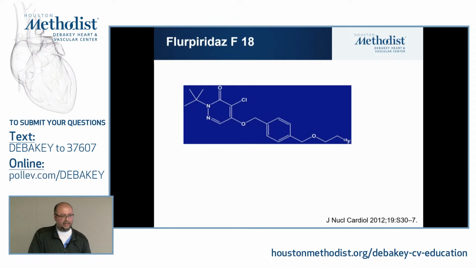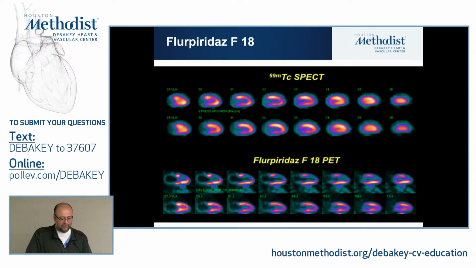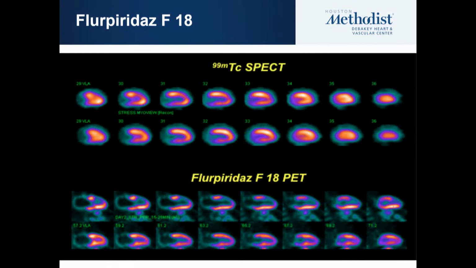And this F18 agent is called flurpiridaz, currently owned by GE. And if you looked last week, there was a publication in JACC looking at this and comparing it to SPECT. And these are some of the images of this agent. So on top here, you have SPECT image. And this is the same patient. We were part of the study here.